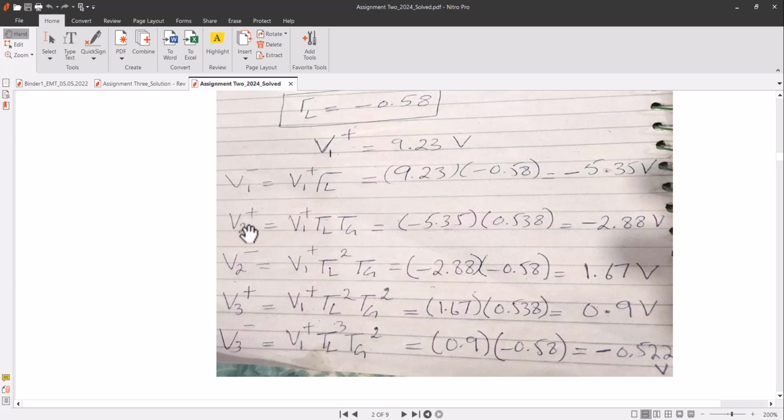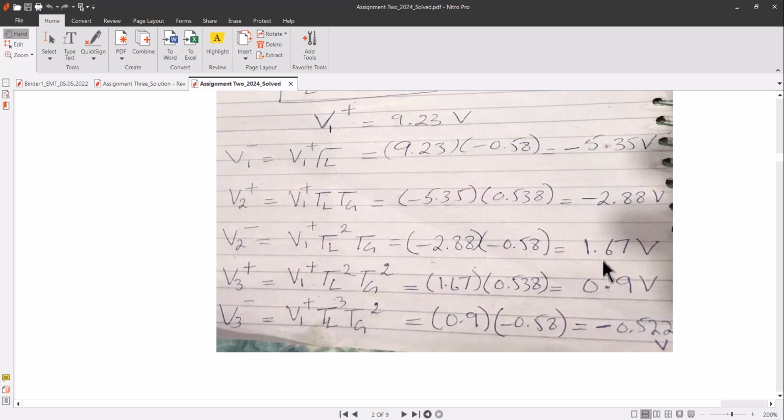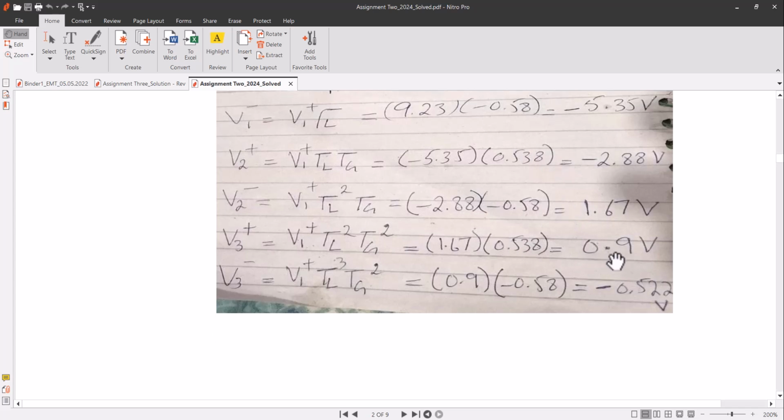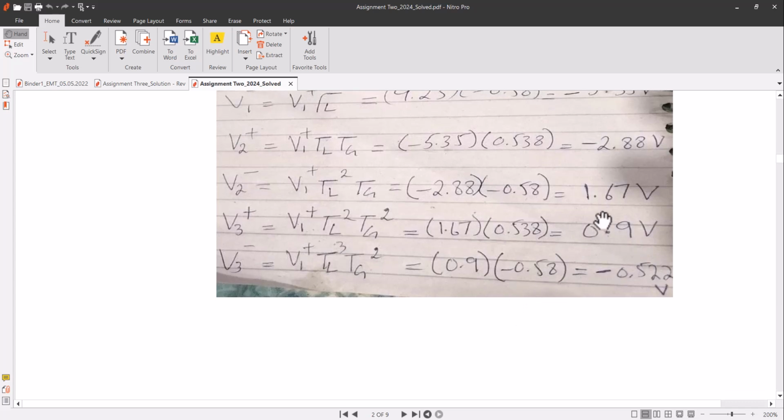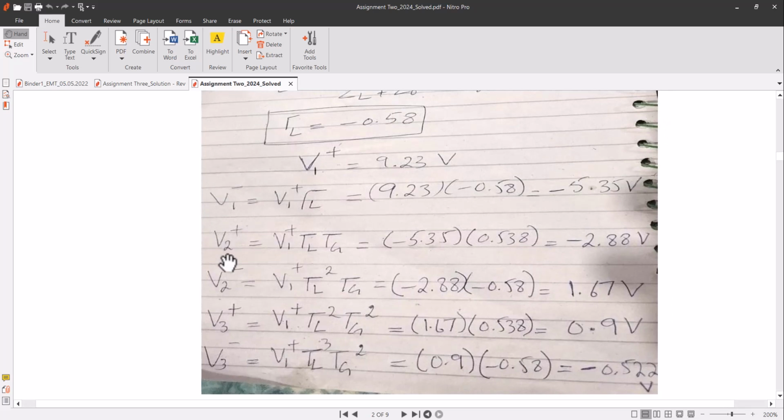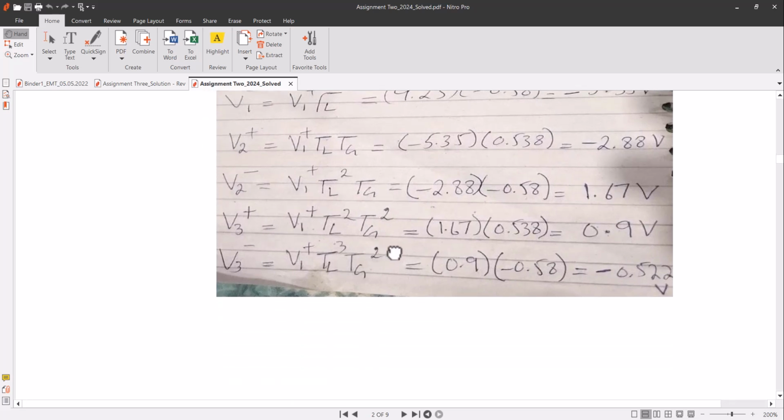Here this is your V2 plus, and if we multiply it again with tau L, because the signal is reflected from right to left, so minus 0.28 multiplied by this tau L. Okay, so this becomes tau L square. So it will be 1.67, and then we have tau L square tau G square, so 1.67 multiplied by 0.538, and now 0.9 volt multiplied by again tau L, which is minus 0.58. So this is how the voltages V1 minus, V2 plus, V2 minus, V3 plus and V3 minus and so on are calculated.